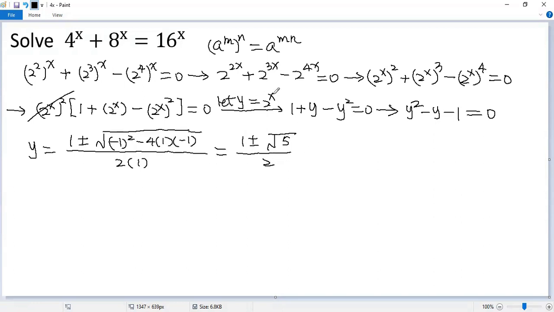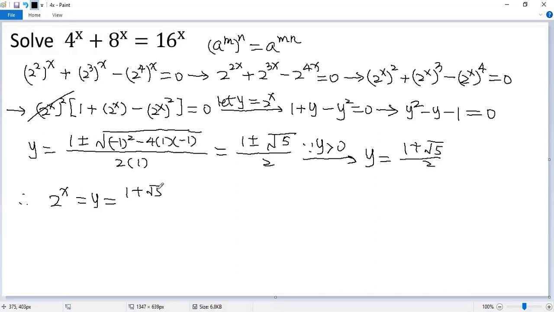We know y equals 2 to the power x is greater than 0, but 1 minus square root of 5 is less than 0. So 1 minus square root of 5 is not possible, because y is greater than 0. So the only solution for y would be y equals 1 plus square root of 5 divided by 2. Then we get back to x.